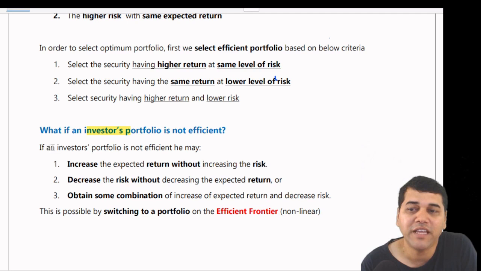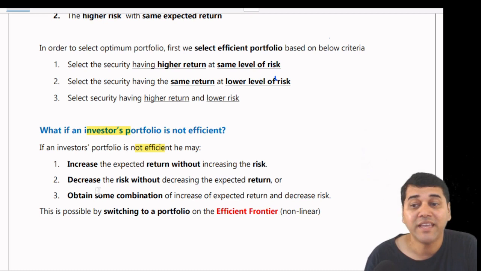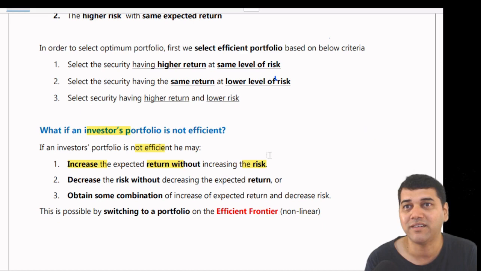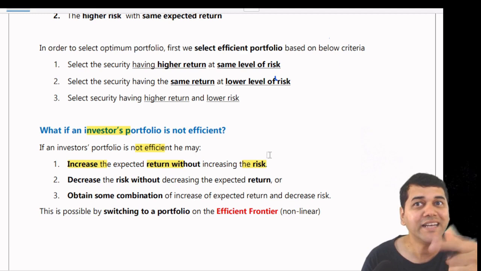So if the investor's portfolio is not efficient, he has got an option, an opportunity. He can increase the expected return without increasing the risk. That means without taking additional risk, can he increase the return? Yes. How? By shifting from TCS to Infosys. Did he get extra return?